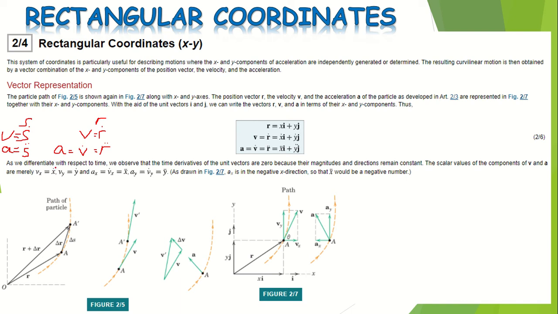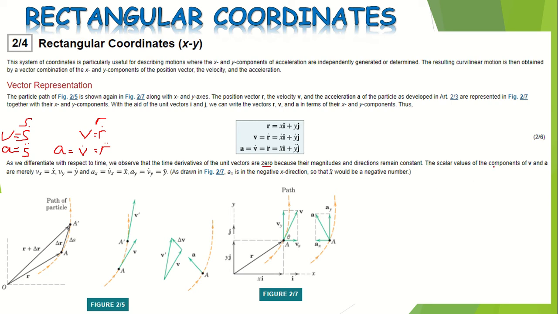Okay, so as we differentiate with respect to time, we observe that the time derivatives of the unit vectors are zero. The reason is that their magnitudes and directions remain constant. So that's why it becomes zero.